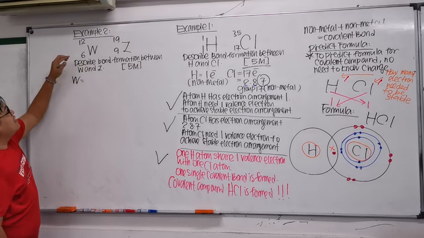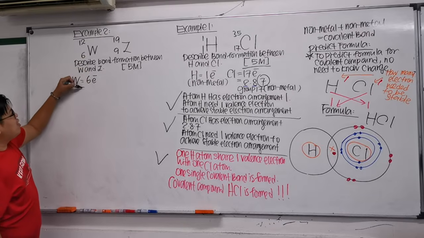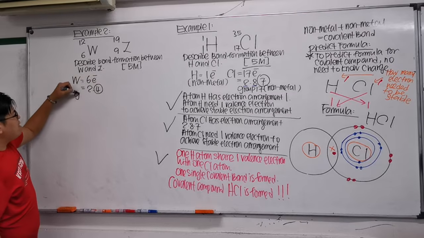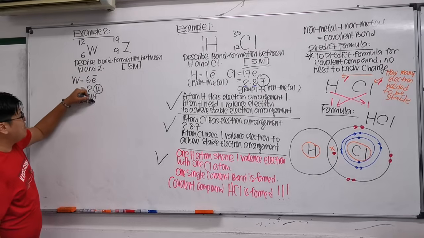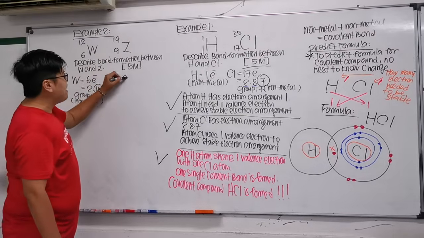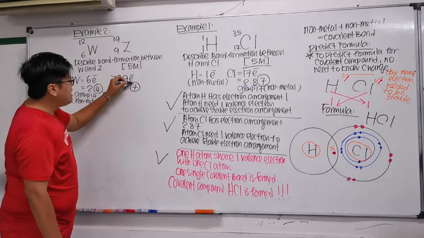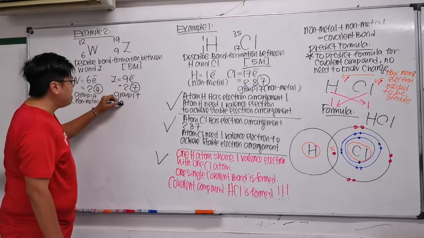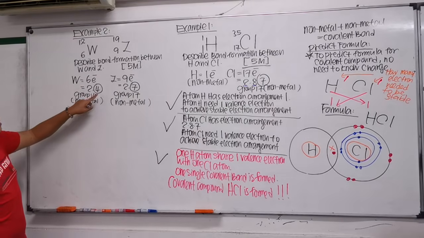W has 6 protons, therefore 6 electrons. 6 electrons is 2.4. W has 4 outer electrons, which puts it in group 14. Group 14 is a non-metal. Yeah? Same thing for Z. Substance Z has 9 electrons and hence is 2.7. 7 outer electrons put Z in group 17. Group 17, it is a non-metal. So now we know W is a non-metal, and Z is a non-metal.